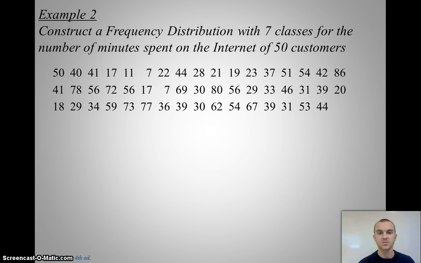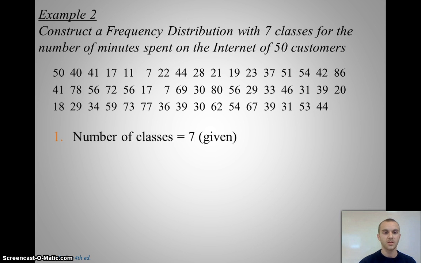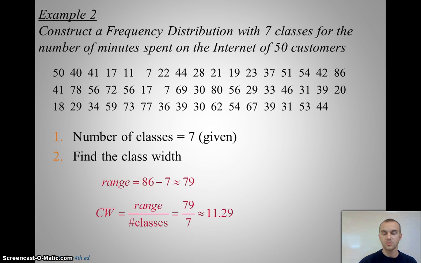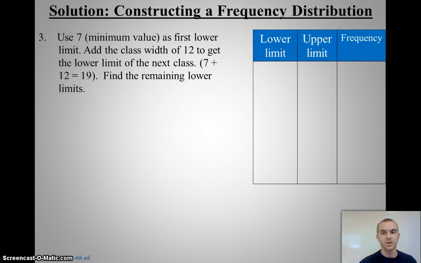Say I want to make a frequency distribution of 7 classes with this data from 50 customers on how long they're on the internet. First thing, I know I have 7 classes, so for my class width, I need my range, which my greatest value was 86, my least was 7, so that's 79. My class width then would be 79 divided by 7, which is approximately 11.29. I now round that up to 12. So that tells me my class width is 12.